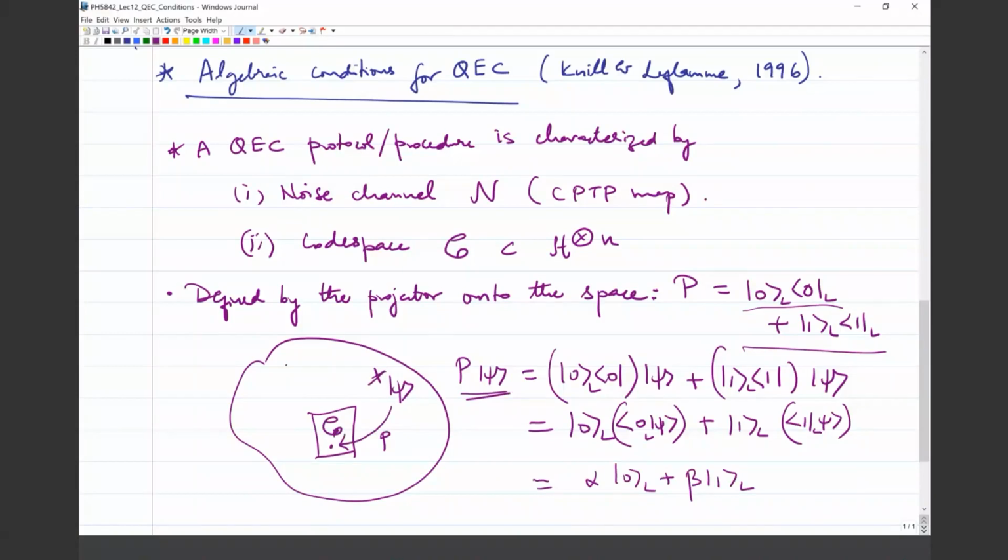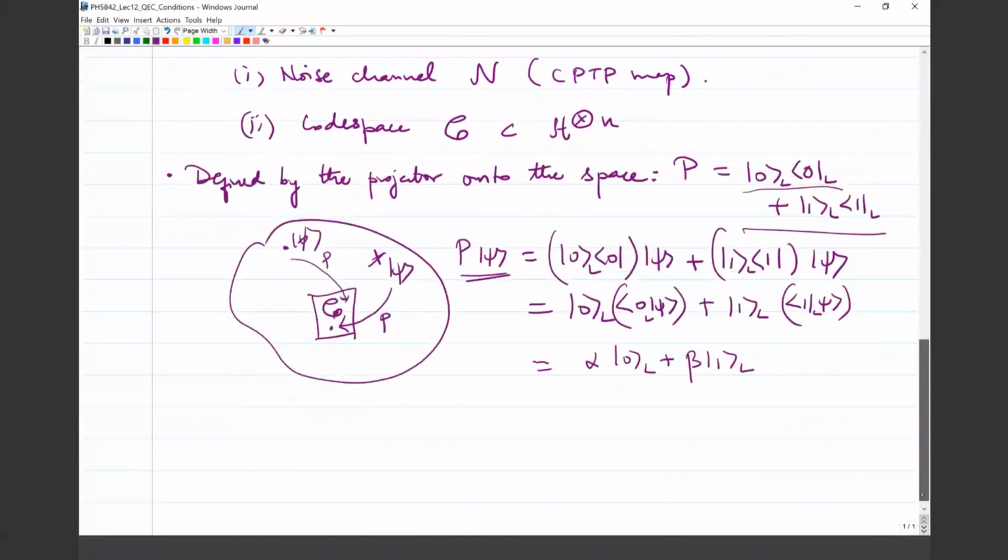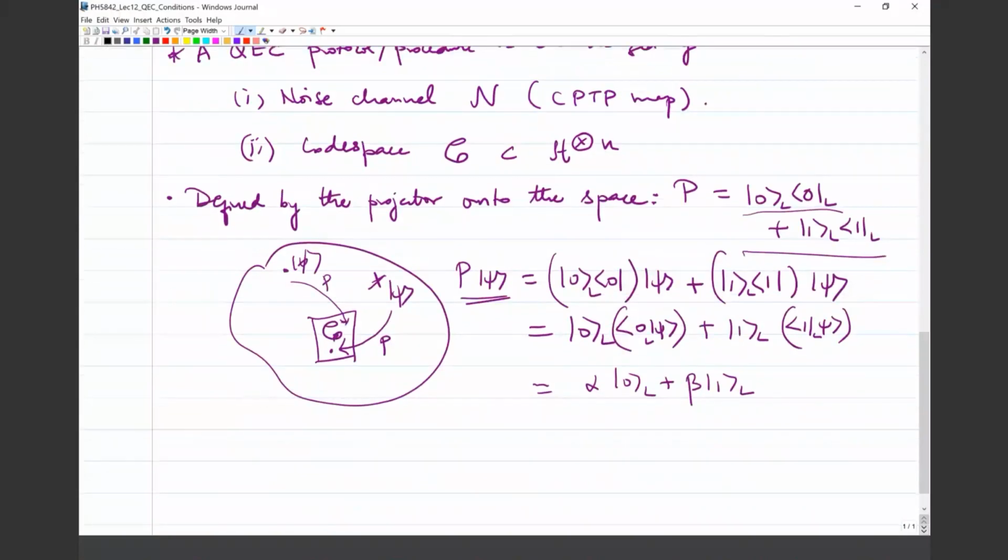A different phi which is located here will get projected to a different state inside the code space under the action of this projection operator. So that is the role of the projection operator, and it is a single operator which defines the code space for us. Another way of thinking about it is the identity operator on the code space. Okay? So the projection operator is nothing but the identity operator on the code space.